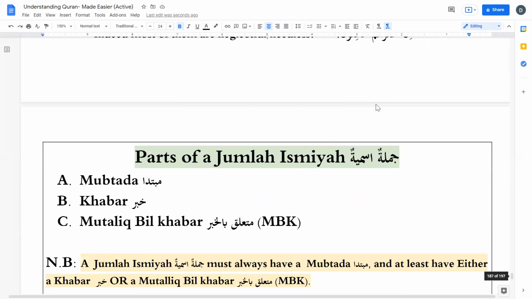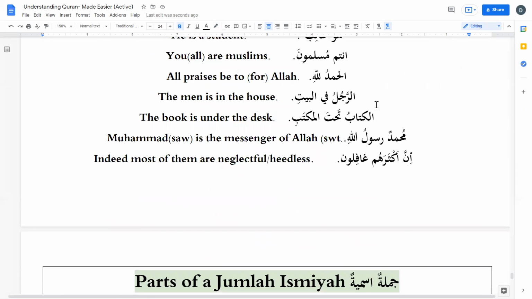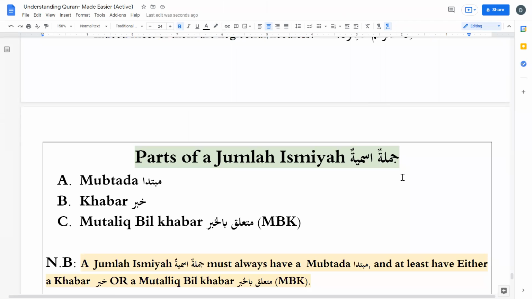And now let's learn what the parts of Jumlah Ismiyah are. The parts of Jumlah Ismiyah are Mubtada, which is what we just saw. Mubtada, in English, you can say the subject of the sentence. Okay, so Mubtada, then we have Khabar. The main information that we see in Jumlah Ismiyah is the Khabar, the main information about the subject.